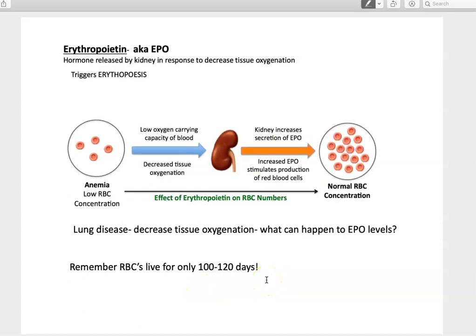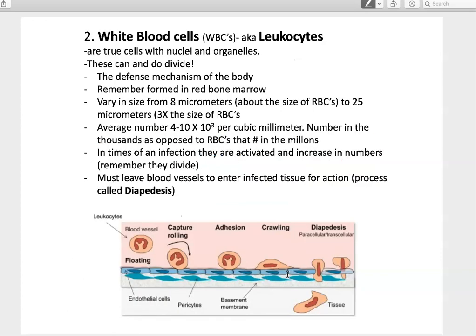Oh, one other thing I wanted to say. If you have kidney disease, or if you are on kidney dialysis, your kidney can no longer make EPO. So people that are on kidney dialysis, usually they have to get a shot of erythropoietin about every 3 months to keep their red blood cell count up. Hopefully that makes sense. If not, let me know.